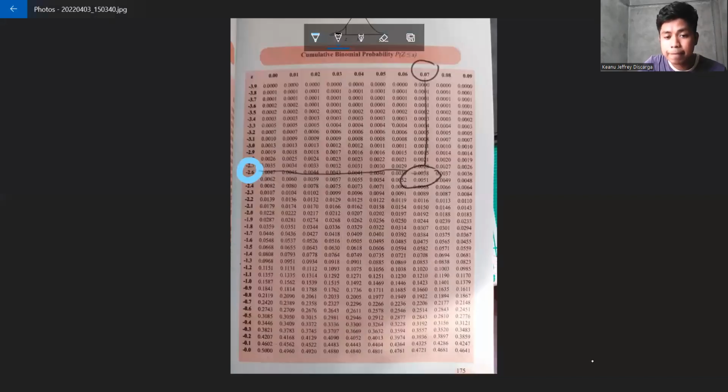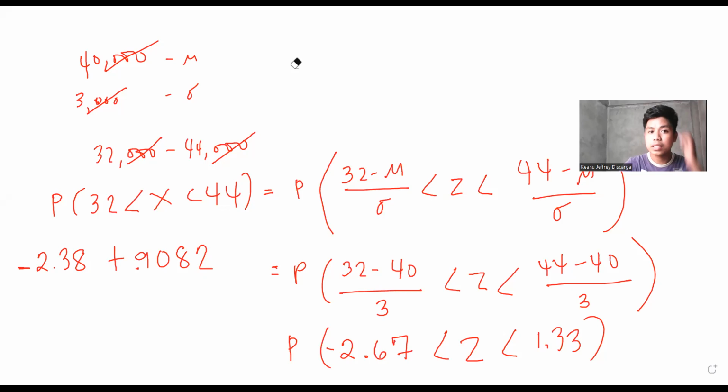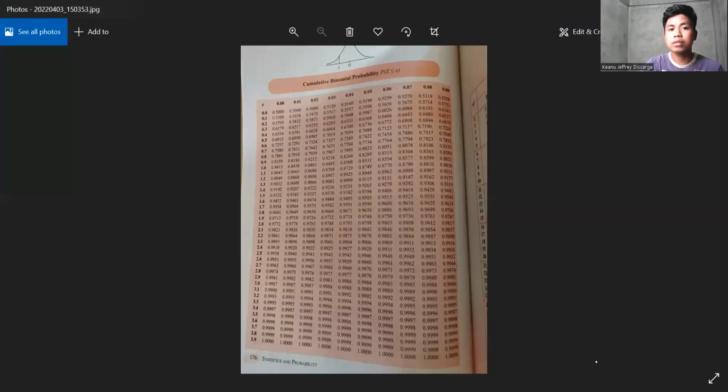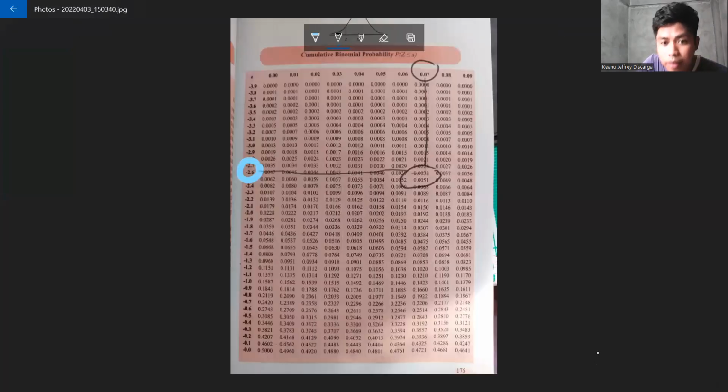Yung kabila ay 0.0038. 0.0038 pala yung isa. Sorry. This one is negative 0.0038. Okay, check lang ulit natin ha. Negative 2.67. Okay, not this one. Negative 2.67. Tama, negative 0.0038 siya.